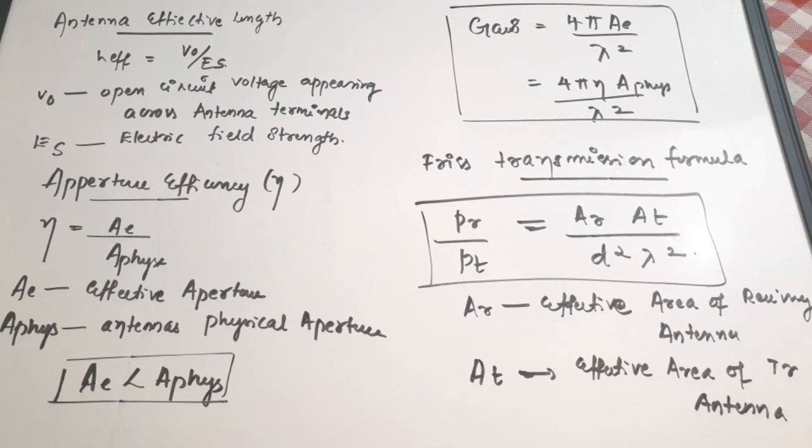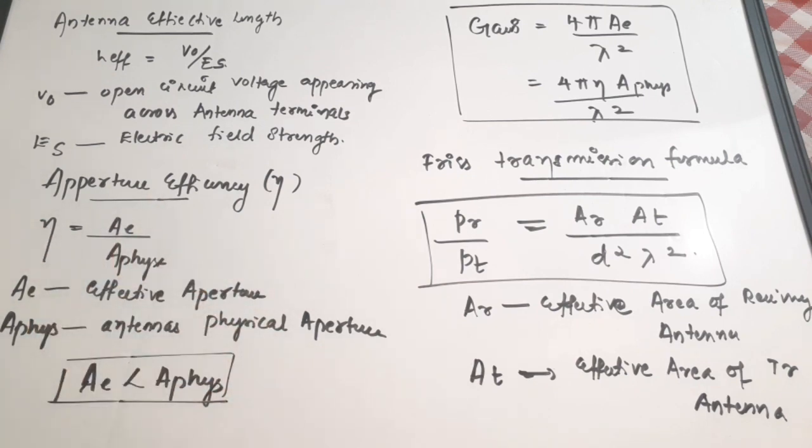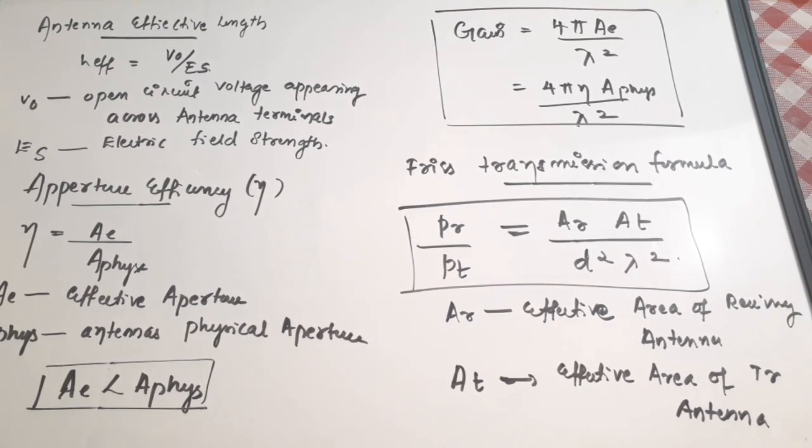Next is the aperture efficiency. We have already talked about aperture efficiency. Eta is equal to AE by A physical. AE is the effective aperture or the effective area. Then A physical is the actual physical area of the antenna. Now this physical area is not actually being used for radiating the signal. Its ratio is called aperture efficiency, and AE is always less than the actual physical aperture. That is the concept.